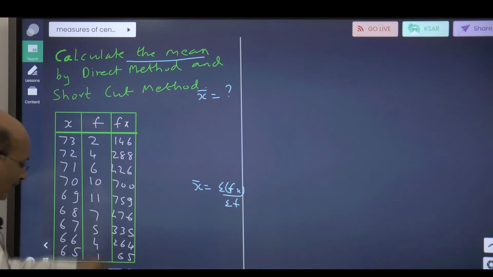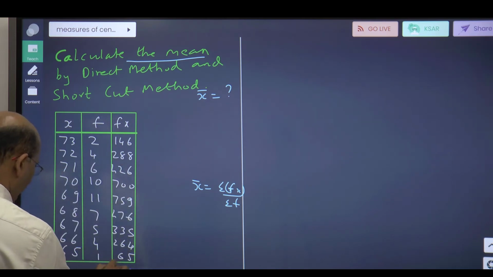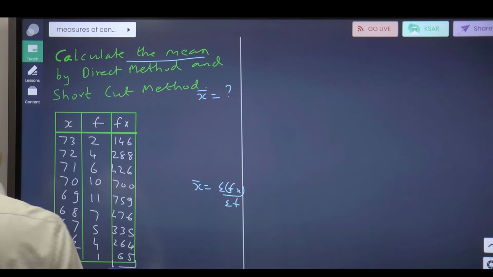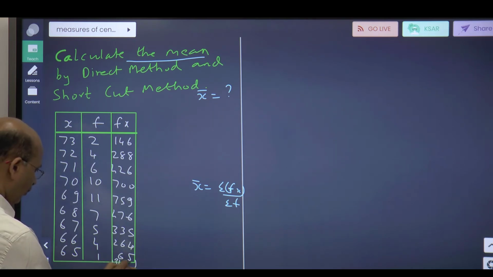Now summation fx, I am not calculating it, you can calculate this. So basically you can do the calculation here. The calculation comes up to, I think summation fx comes up to 3459. Please calculate for me 3459.